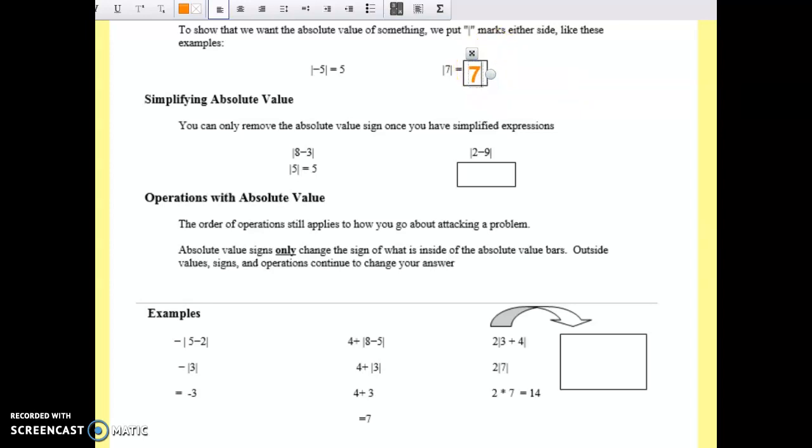So it's not the opposite. Please be careful with that. It's not the opposite of what you see. It's the positive version of that. And sometimes it's the same.